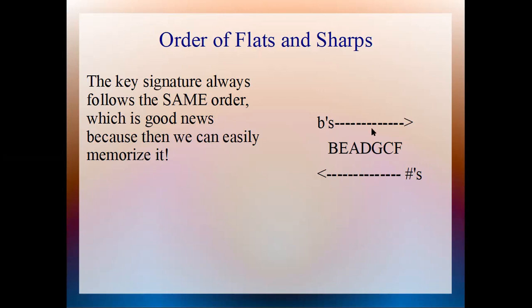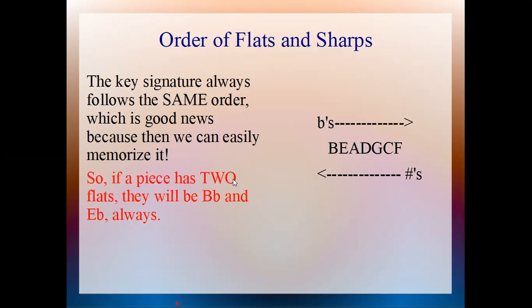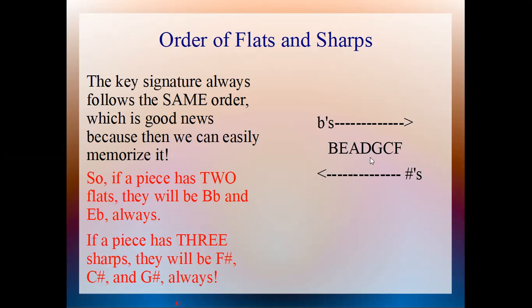Flats always go left to right, sharps always go the other direction. So if a piece has two flats, here we have 1, 2, hopefully you can see my cursor, that is B flat and E flat, always. If a piece has 3 sharps, you have F sharp, C sharp, and G sharp, and they will always be that. Again, absolute truth, we love that.